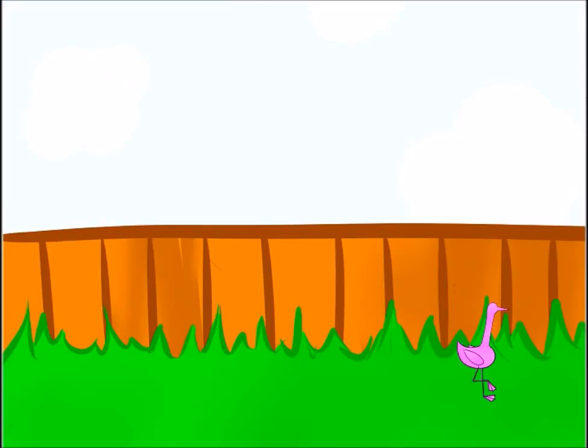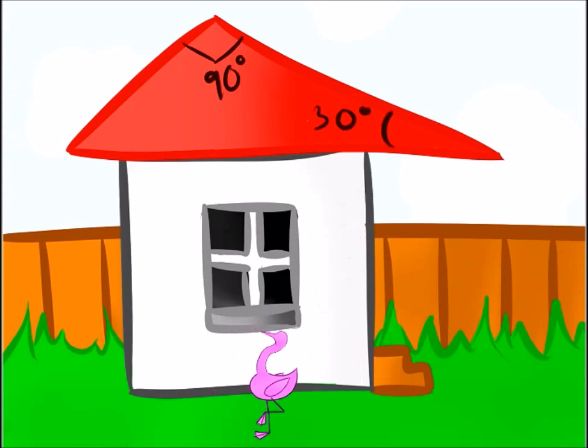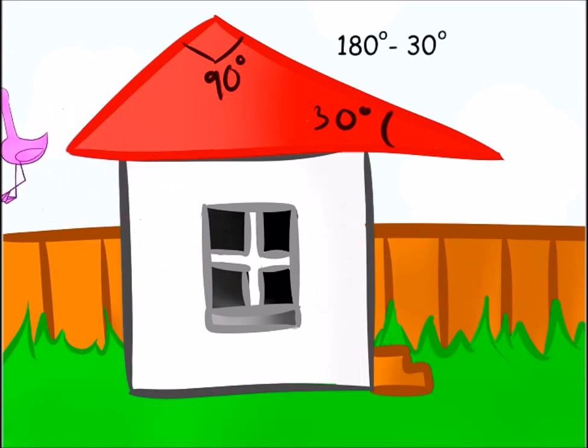A real-world example of this would be if your house is locked with a keypad, and the code is the perimeter times the combination of all the angles of the roof of your house. The angle of the tip of the roof is 90 degrees. One of the side angles is 30 degrees. Well, you know that a triangle has a total of 180 degrees, so you can use subtraction to find the last angle measure. 180 degrees minus 30 degrees minus 90 degrees equals 60 degrees, I think.